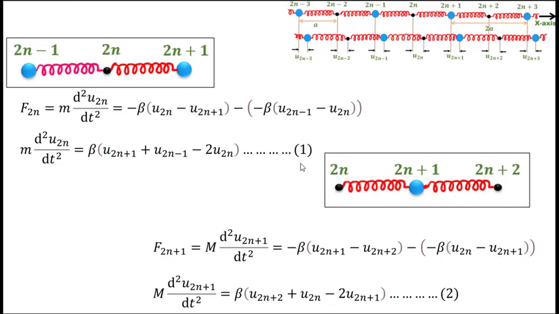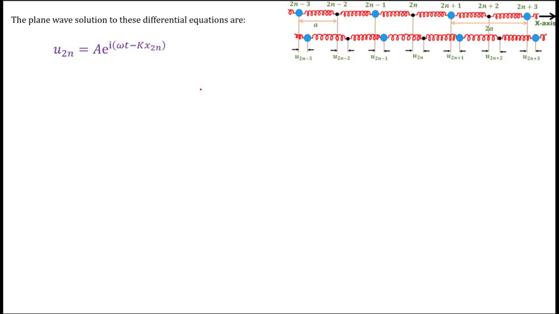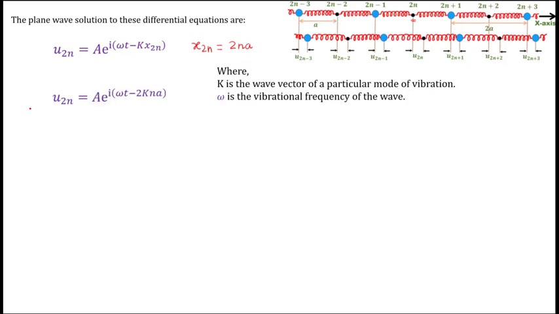Both these equations, equation 1 and equation 2, are second order differential equations which have plane wave solutions. The periodic solution of equation 1 can be expressed as this. Here x2n is the position coordinate of this 2nth atom, and we know this x2n can be expressed as 2n times a, where a is the spacing between the atoms. So u2n is A times e to the power i omega t minus 2k n a.